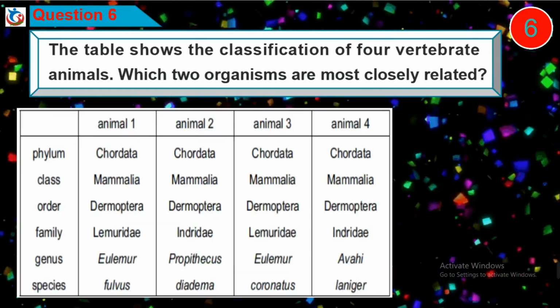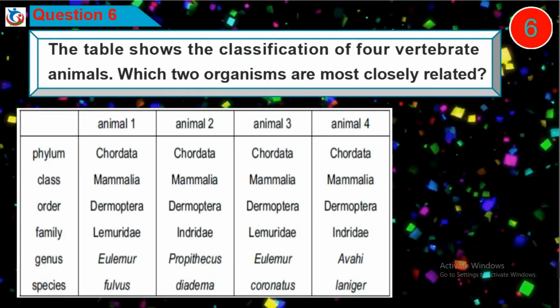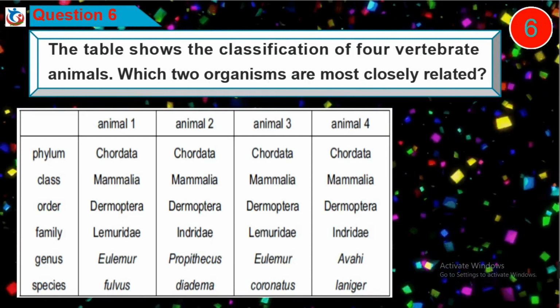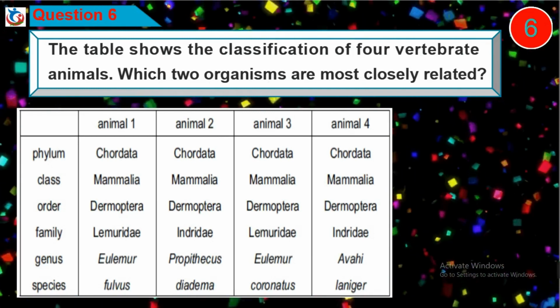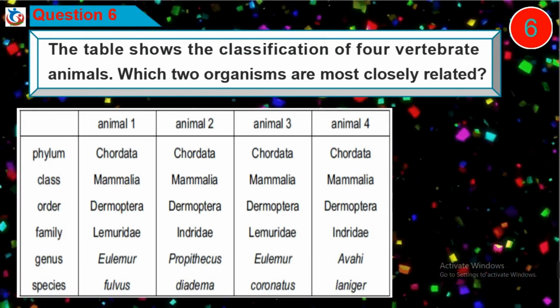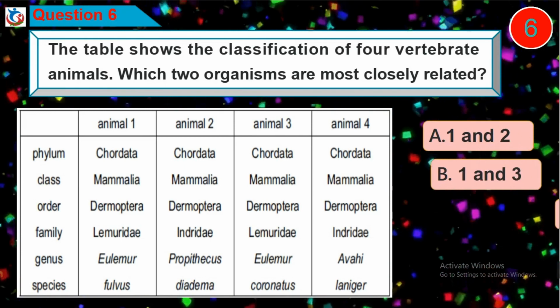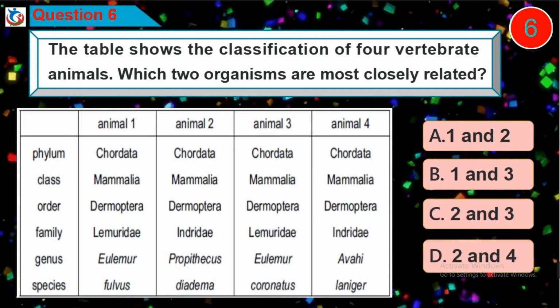Question 6. The table shows the classification of 4 vertebrate animals. Which 2 organisms are most closely related? Is it option A, B, C, or D?